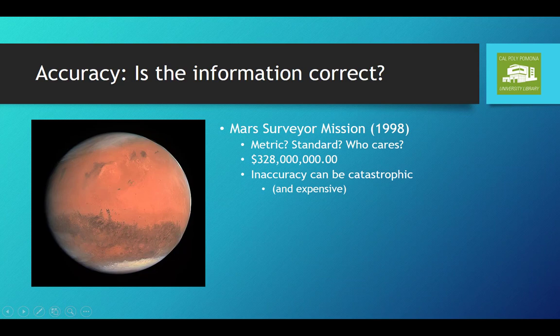However, the engineers who programmed the navigational software for the orbiter failed to convert some measurements between metric and non-metric units of measurement. As a result, the orbiter's computer made incorrect course corrections and either burned up in the Martian atmosphere or bounced off into space. Either way, NASA was out approximately $328 million over that mistake.